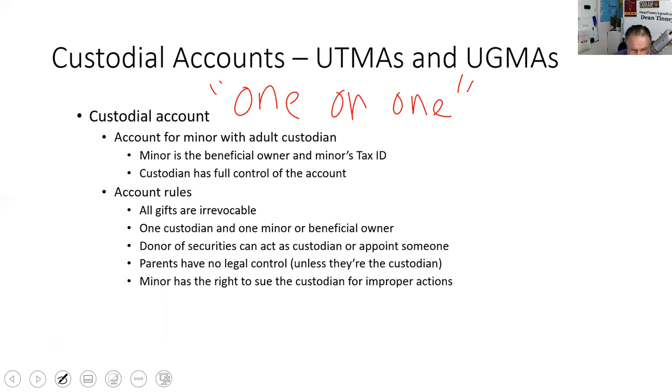Now I would use UTMA because with this one, I can stipulate up to the age of 25. This is the age of majority, depending on the state, and that would be 18 or 21. And usually the minor is probably going to have better judgment at 25 than they have at 18 or 21. The custodian has full control of the account. The gifts are irrevocable.